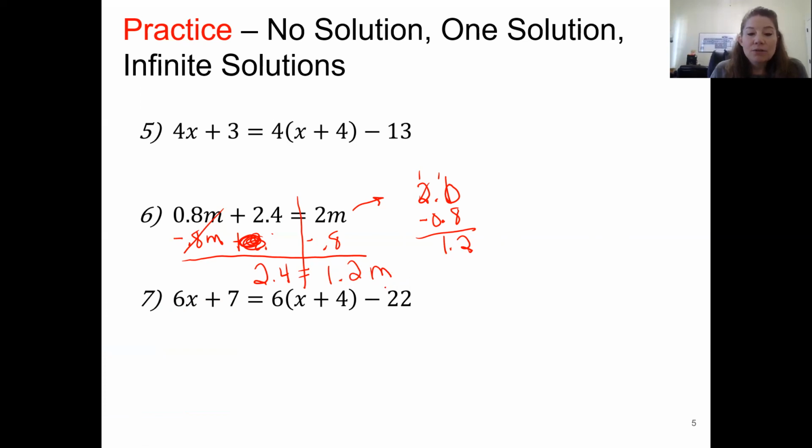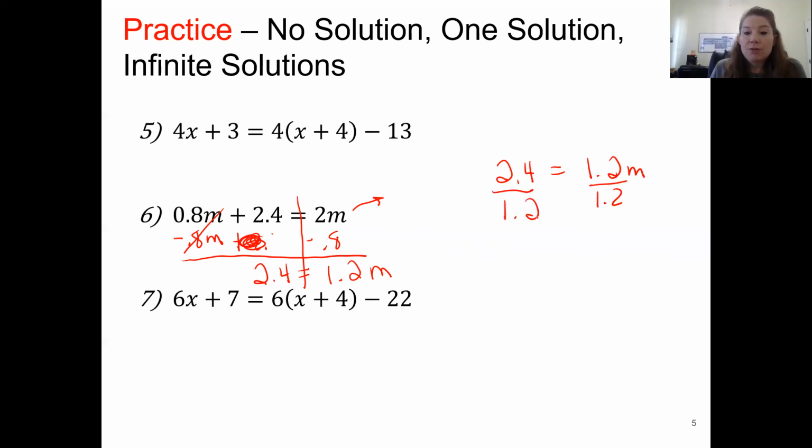And now, how do we get rid of 1.2 times m? Well, what is the opposite of multiplying by 1.2? The opposite of multiplying by 1.2 is dividing by 1.2. So we're going to, let me rewrite it real quick. All right, so we're going to divide both sides by 1.2, divided by 1.2, that's gone. 1.2 divided by 1.2 is 1, and 1 times m is m.